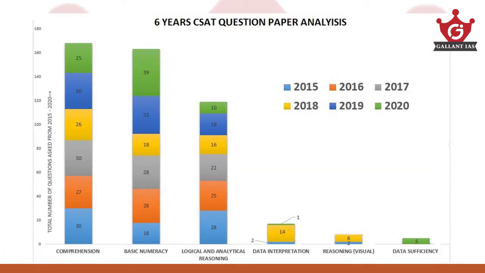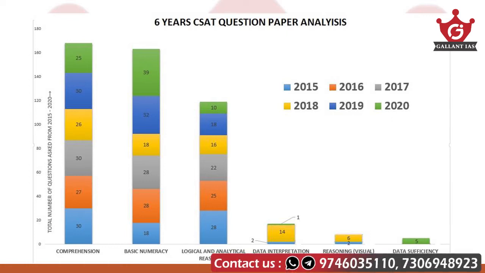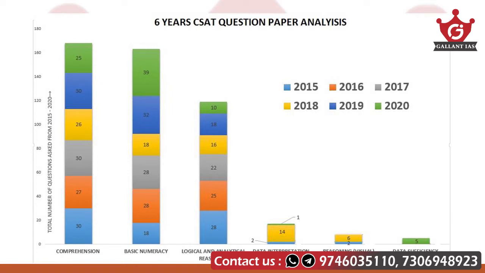So friends, you all know our CSAT exam actually consists of two sets. We can divide the CSAT question paper roughly into two equal halves. The first half is mostly based on comprehension, and the second half consists of all other topics like basic numeracy, logical analytical reasoning, data interpretation, reasoning, and so on. I think most of you know how to solve the comprehension type questions.